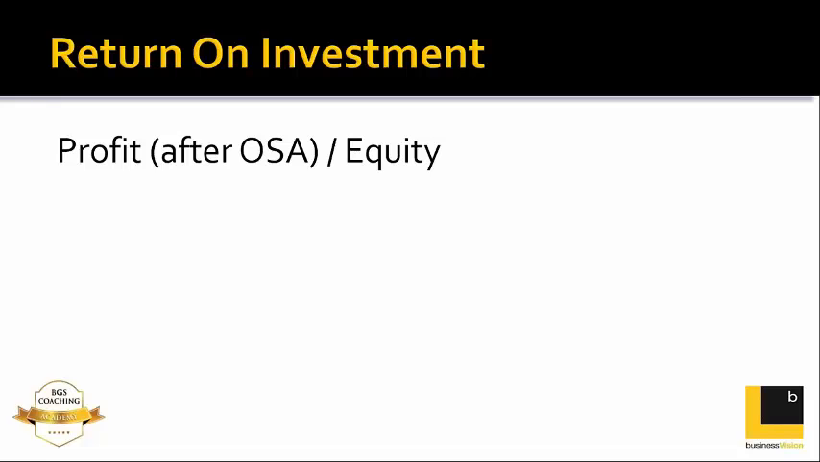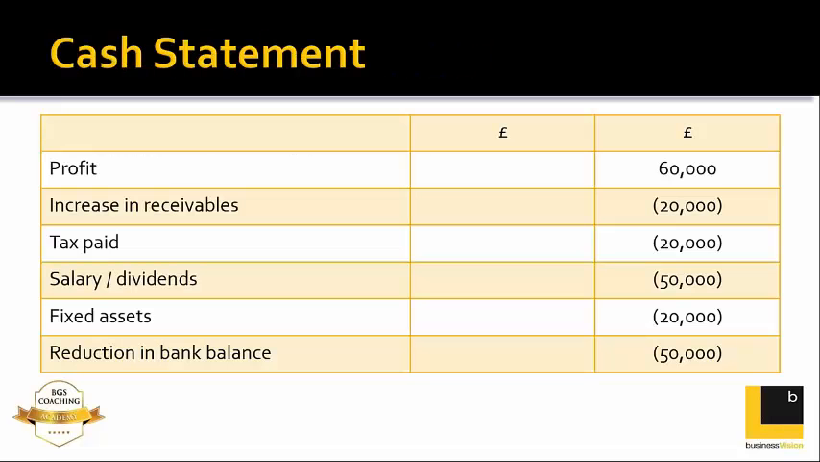It's basically saying how well does the business perform with all the money it's got tied up, and that how well is a profit figure. Clearly, from what I've said earlier, it should be profit after owner's salary adjustment.